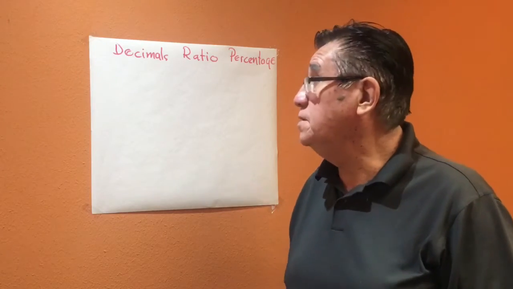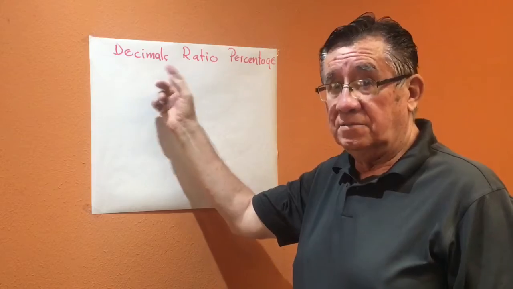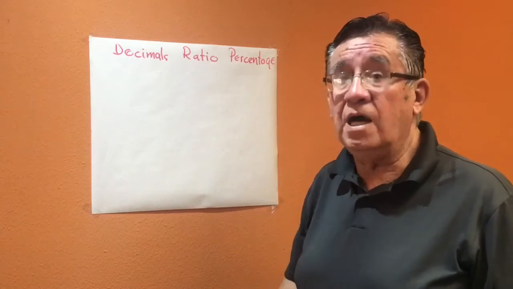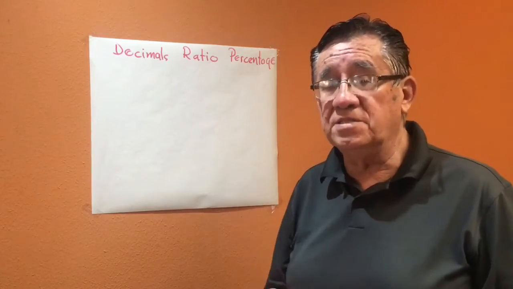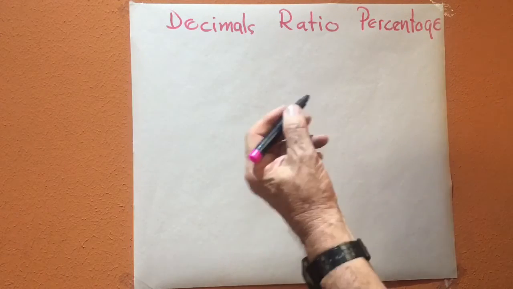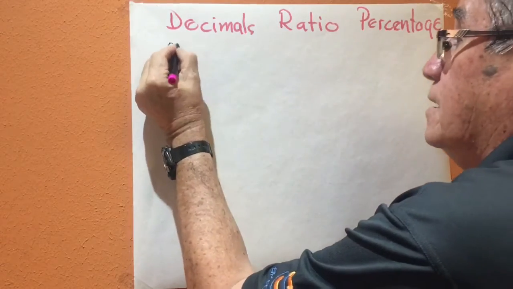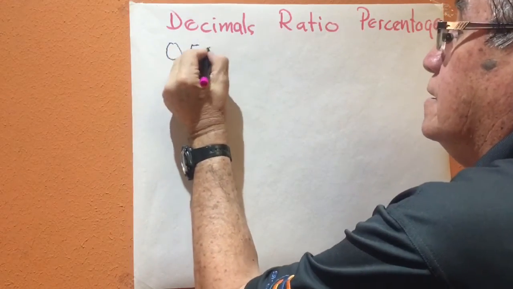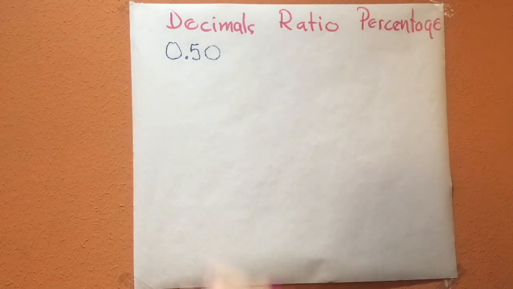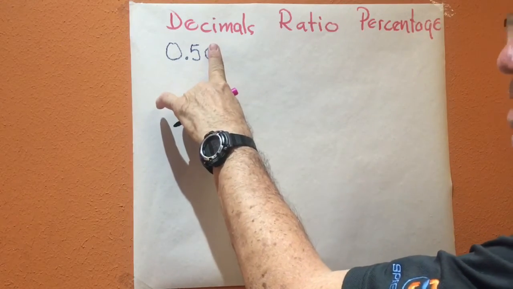Today's topic is going to be a review about decimals, ratios, and percentages, and how we relate these three concepts together. Okay guys, let's begin with decimals. We have this number, which is a decimal, as you can see. Well, it's 0.50 or it could be 0.5.